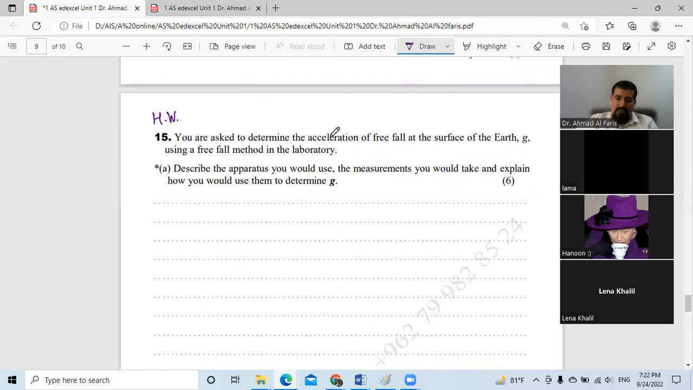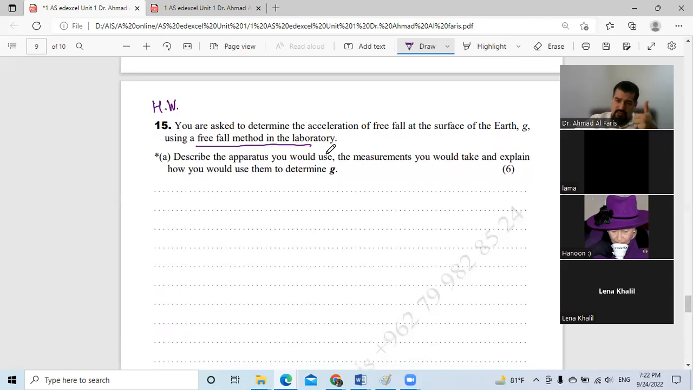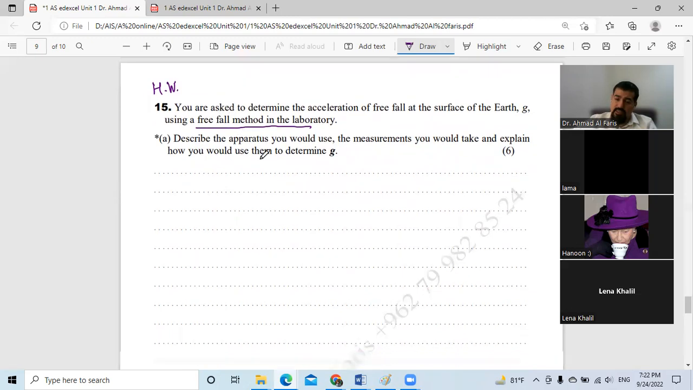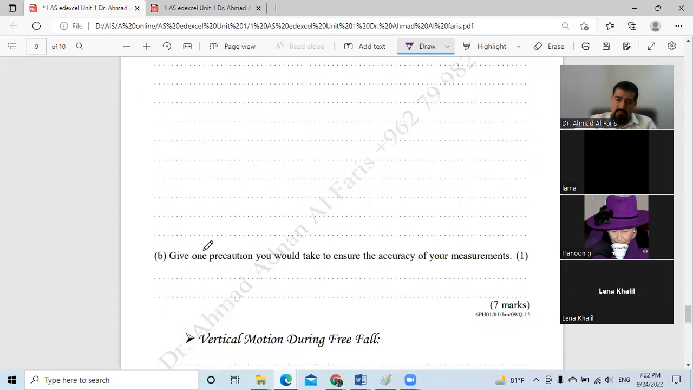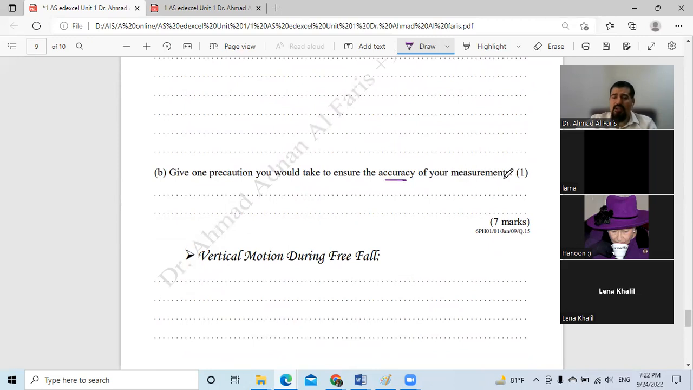You are asked to determine the acceleration of free fall at the surface of Earth, g, using a free fall method in the laboratory. A star question. Describe 1, the apparatus you use, 2, the measurements you take, and 3, explain how you will use that to determine the value of g. I'm going to do it later on, not now. And the same thing for part B: give 1 precaution that could be taken to ensure the accuracy of your measurements.